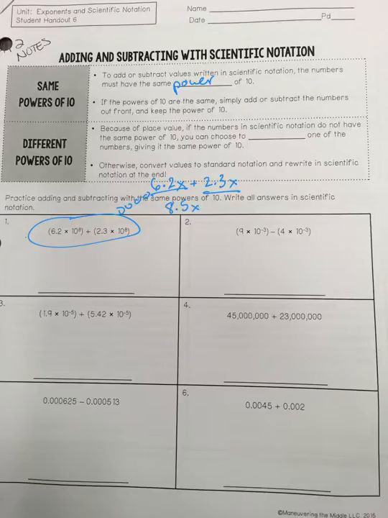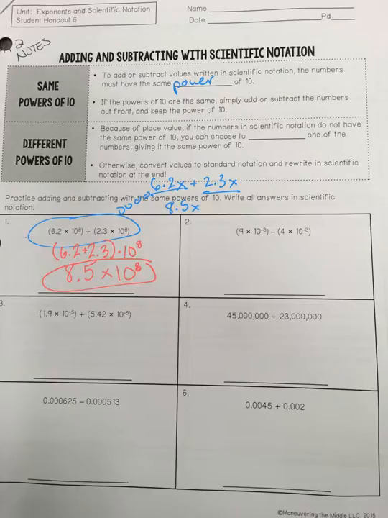Now, the reason I was showing that to you is to prove why what I'm about to do works. If we look at this actual problem, 6.2 times 10 to the 8th plus 2.3 times 10 to the 8th, we can just add 6.2 plus 2.3 and then multiply it by 10 to the 8th power. So 6.2 plus 2.3 is 8.5 times 10 to the 8th power. Okay, and so that's our final answer, and that is in scientific notation.